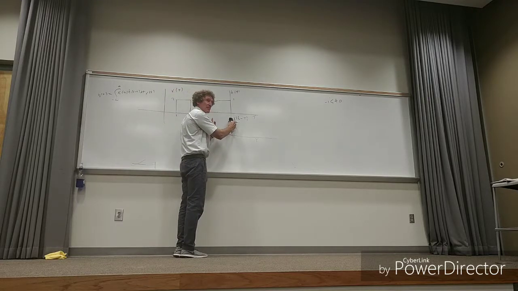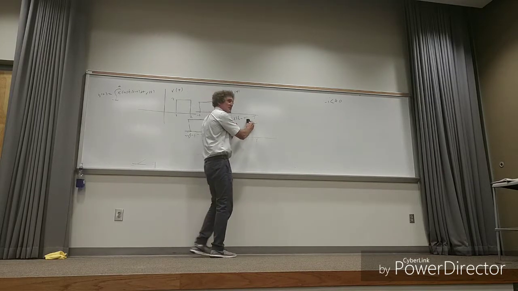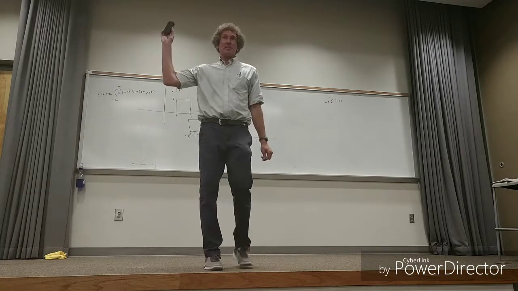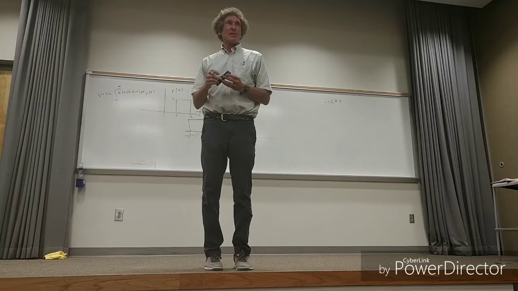Correct, class? Are you with me? And then from 1 to 2, it's going to monotonically decrease until it hits 0 at 2. How many see that? That's a good problem, and it's a challenging problem.